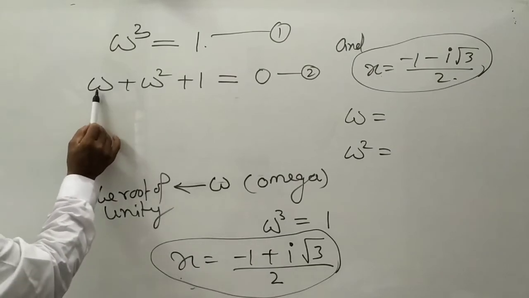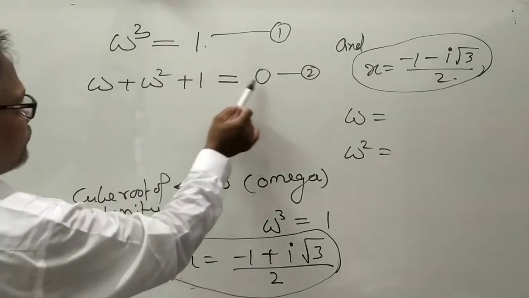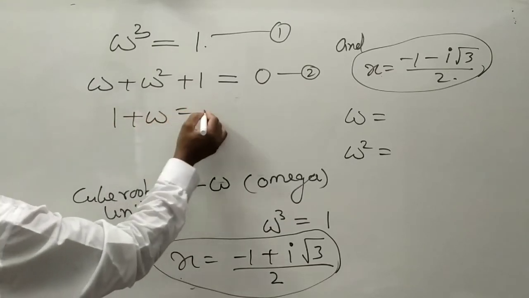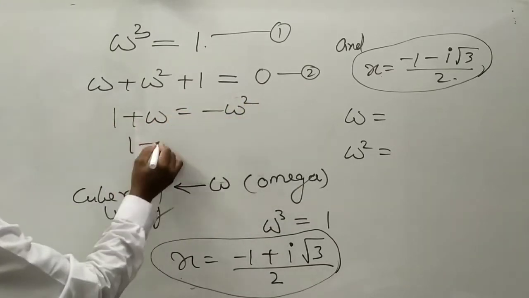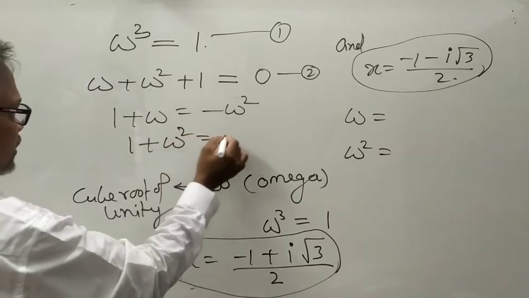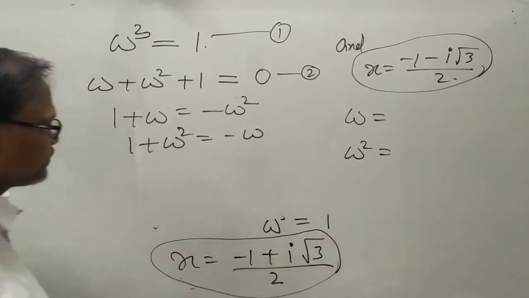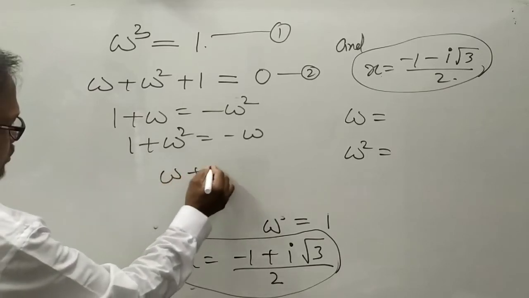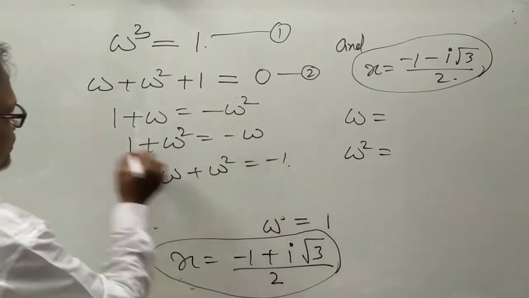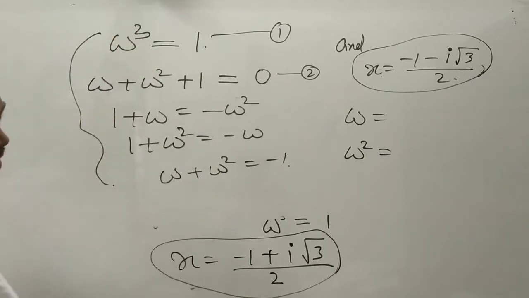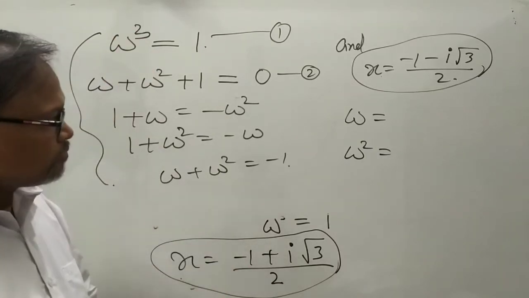And this relation omega plus omega square plus 1 is equal to 0, you can write like this also. You can write it this way, and it can also be minus 1. So omega plus omega square is equal to minus 1 also. These are the relations which you will use in this exercise.